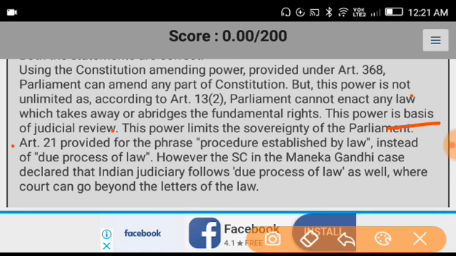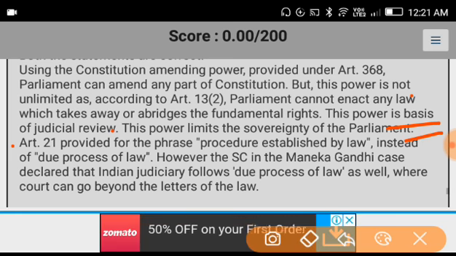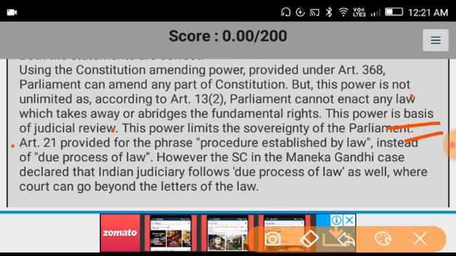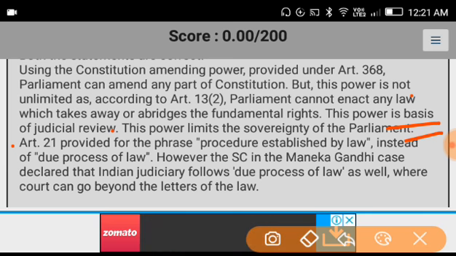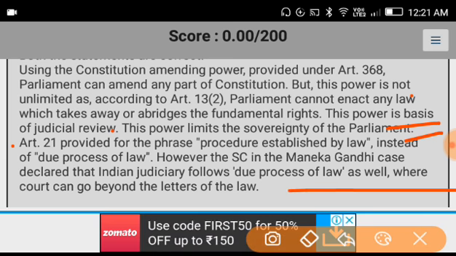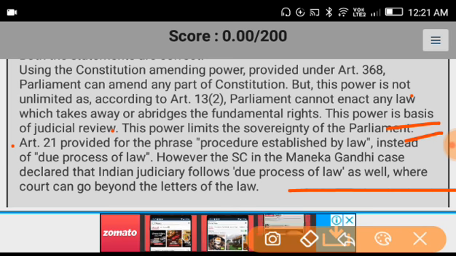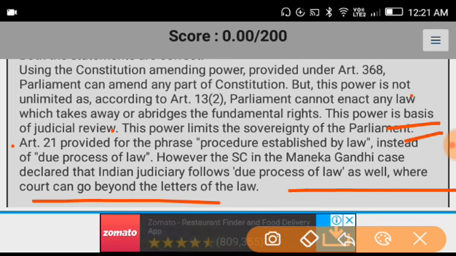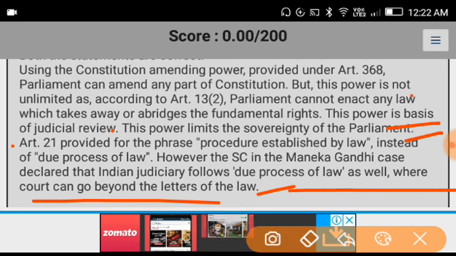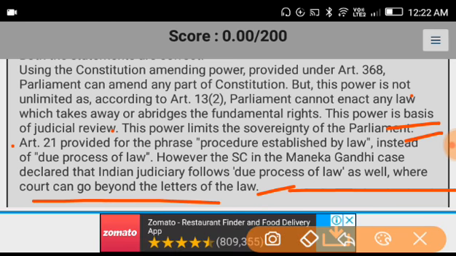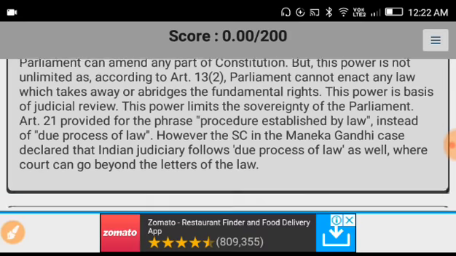Article 21 provided for the phrase procedure established by law instead of due process of law. However, in the Maneka Gandhi case, the Supreme Court declared that the Indian judiciary follows due process of law as well, where the court can go beyond the letters of the law.